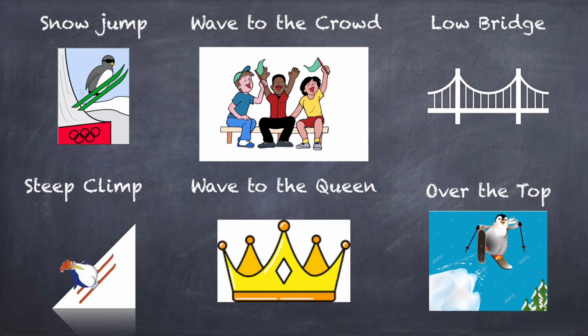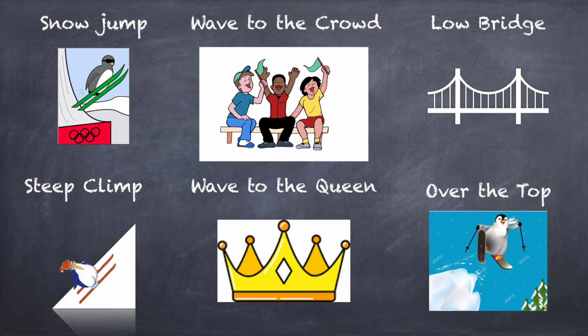On the screen you will see 6 pictures, so let's start with snow jump. You will see a penguin on a pair of skis leaping up in the air doing a big snow jump. If you see this symbol, you are going to pretend you're on skis and you do the biggest jump up into the air that you can imagine.